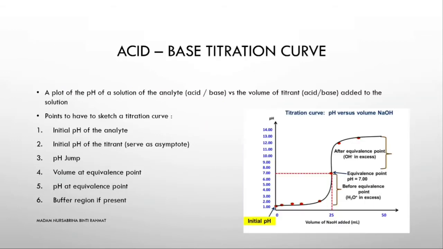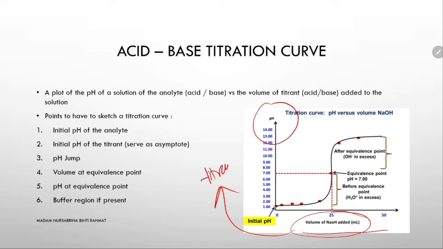Okay, so these are acid-base titration curves. It is a plot of pH on the y-axis versus the volume of titrant added on the x-axis. This is one example, where the titration curve belongs to the titration between a strong acid, hydrochloric acid, and a strong base, NaOH. The analyte here is hydrochloric acid and the titrant is NaOH, because the volume of NaOH added is not fixed. So NaOH is used as the titrant.